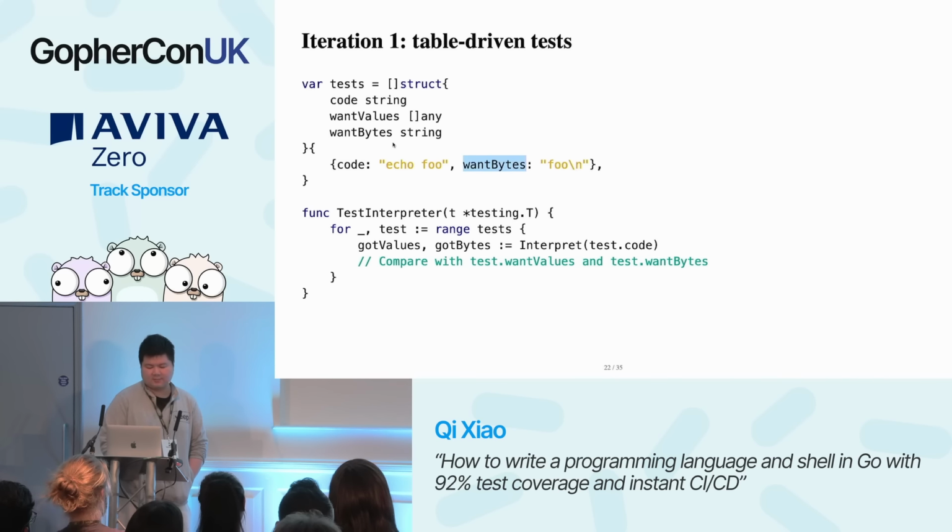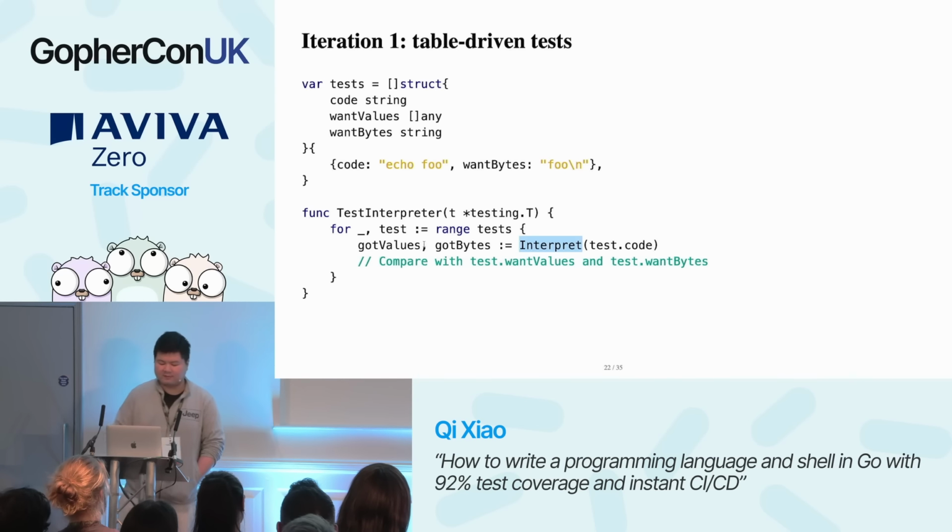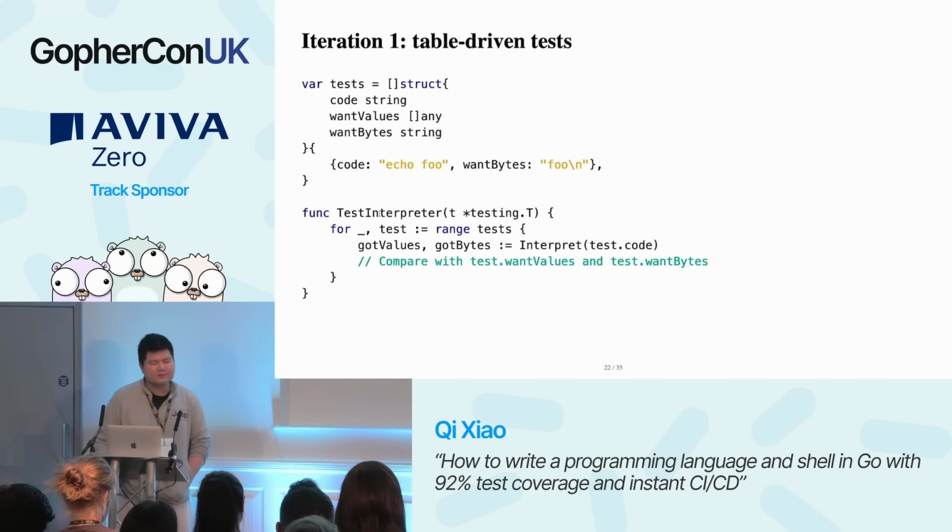And the interpreter test will just be iterating through all those test cases. Imagine the previous slides, the three stages are all captured in this interpret function. And then this is what you would do: you actually run the code, you see what values and bytes you get, and then compare them to the ones you were expecting. So this is pretty standard stuff. A lot of Go tests are written in this classical table-driven way, and it was for a very long time how most Elvish interpreter tests were written.